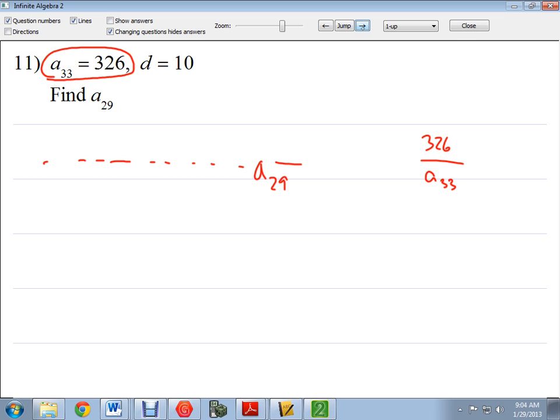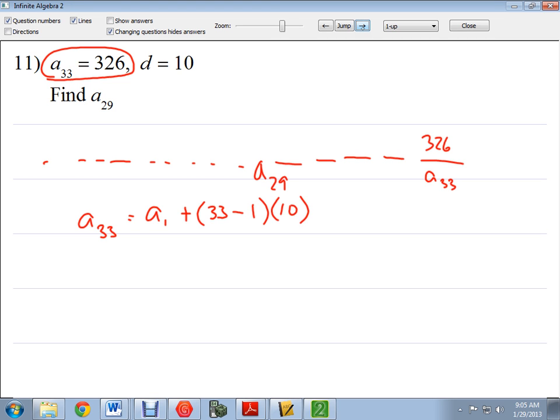Alright, well, there's a couple ways I can deal with this. 29 is not that far away from 33. I mean, really, we've got 29, 30, 31, 32, and then 33. We could just work our way backwards and get to a sub 29. That would work fine, but if they're separated, we really do need to find a way to get to a1. So we have a formula. a sub 33, the 33rd term, is equal to a sub 1 plus n, which in this case would be 33, minus 1 times the common difference of 10.